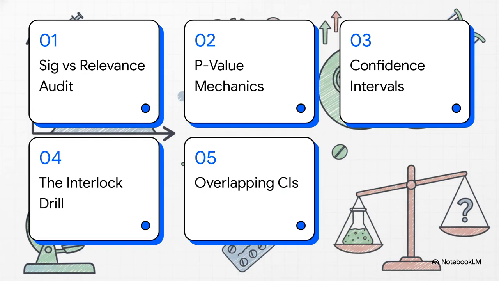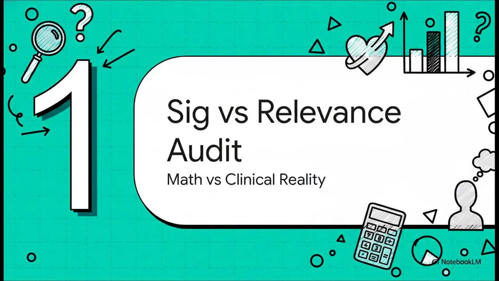So here is the docket for today's audit. Number 1, the significance versus relevance audit. 2, p-value mechanics explained. 3, confidence intervals and precision boundaries. 4, the interlock drill, where we'll sight read data. And finally, number 5, our executional pearl on overlapping CIs. Let's get into it. Section 1, the significance versus relevance audit.